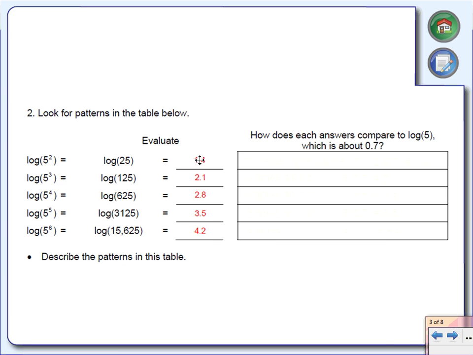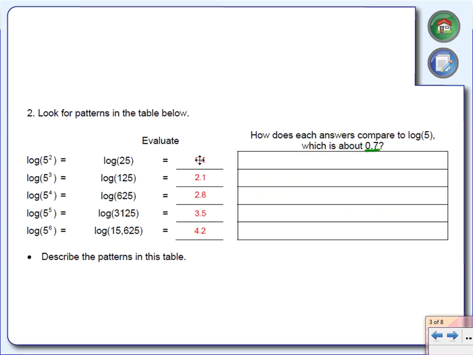It says, how do each of our answers compare with the log of 5? Well, first of all, what was the log of 5? It's on the first page, guys. What was the log up at the top? It's 0.7. It's right here, 0.7. So again, how does each answer compare to log of 5? So notice over here we had log of 5 squared, and we got an answer of 1.4. So how does that compare with log of 5? What do you notice?